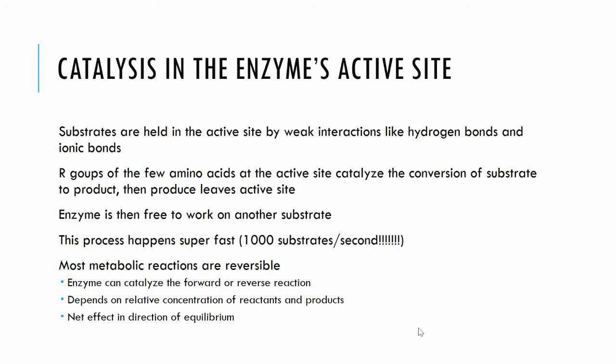Substrates will be held at the active site by weak interactions like maybe hydrogen bonding or ionic bonding. The R groups of the few amino acids at the active site are the ones that catalyze the conversion of substrate to product, and then the product leaves the active site. That leaves the enzyme free to work on another substrate, and this happens really fast. Some enzymes can work as fast as going through 1,000 substrates per second.